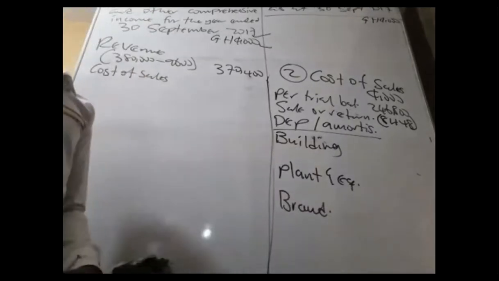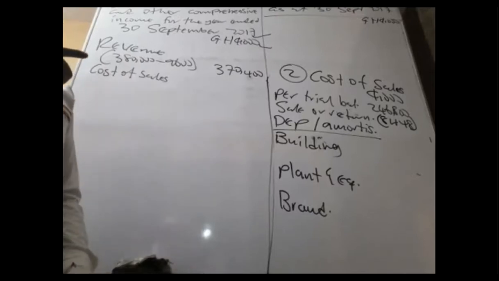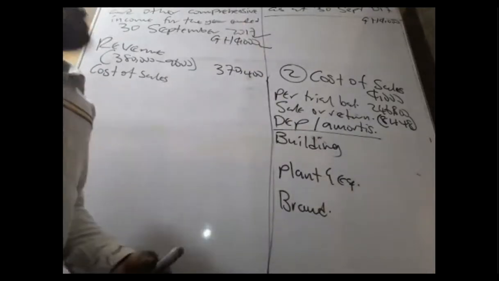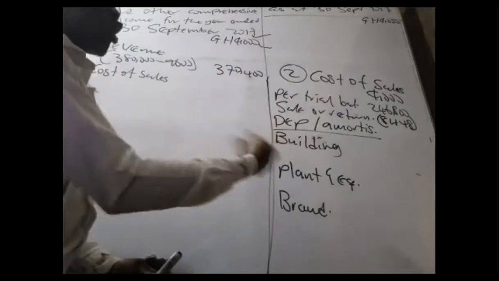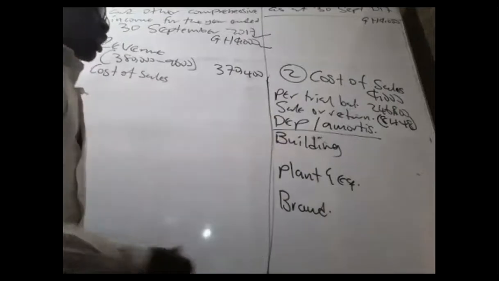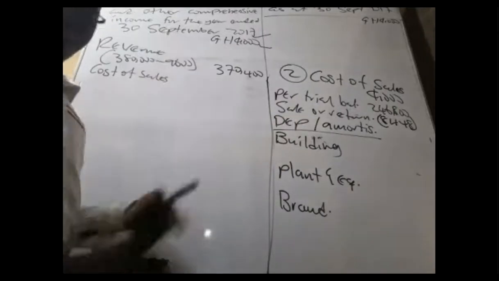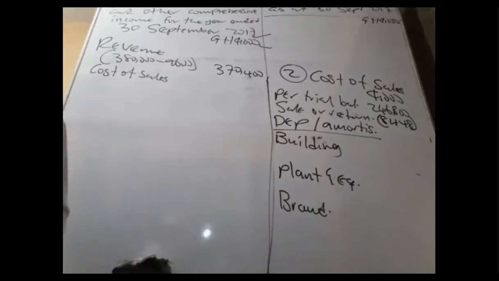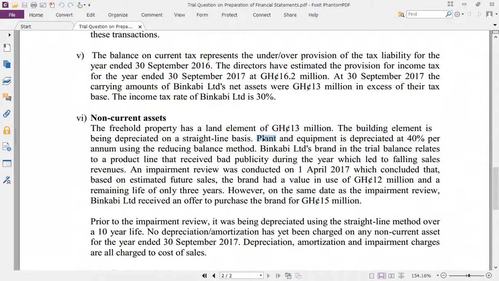That is it. Now, this is the secret behind it. Out of these, some of them are mentioned more than once in a footnote, and some are mentioned only once or not at all. Out of these three assets, the easiest one is plant and equipment. There's no issue against it. They say it's on the reducing balance method, depreciated at 40% per annum. So that's the first thing I'll tackle.